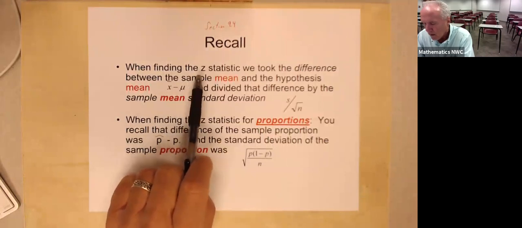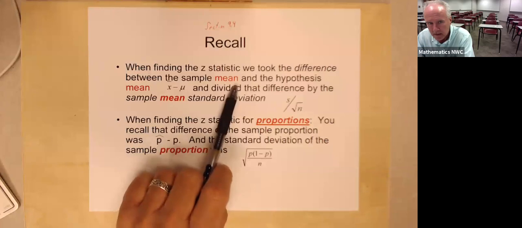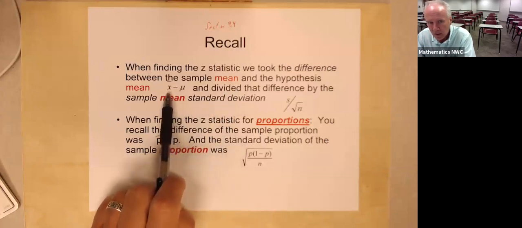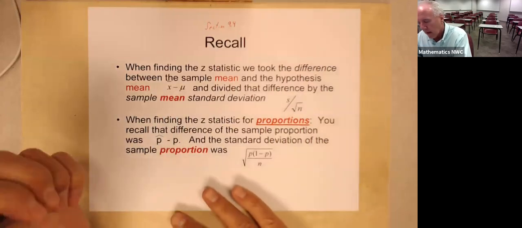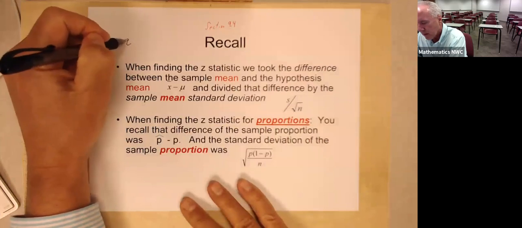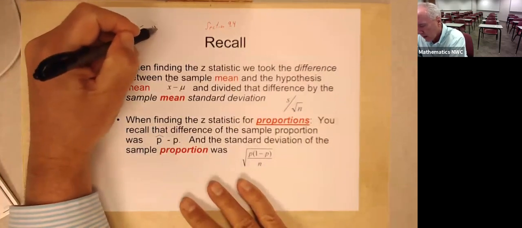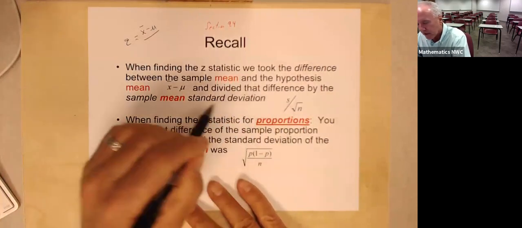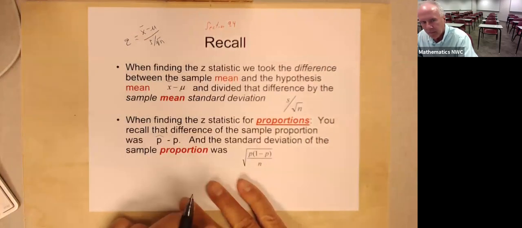When we found our Z statistic, when we looked at sample means, what we did in our numerator of our Z was X bar minus mu. That was our numerator. So it looked like this, X bar minus mu. And we divided by our adjusted standard deviation, S over the square root of n.